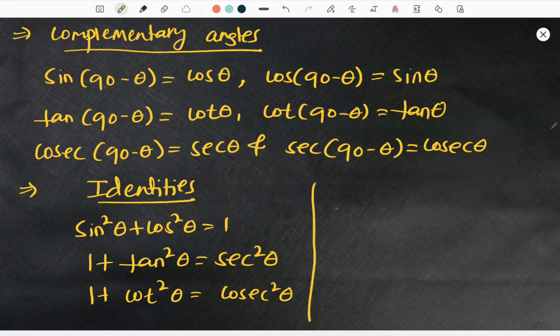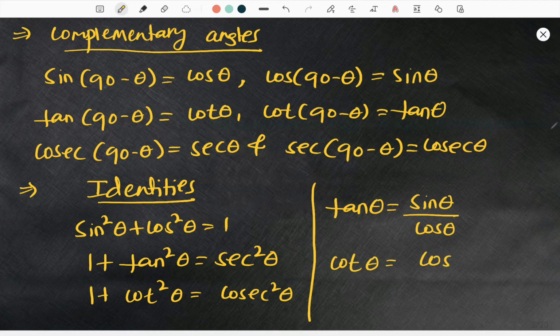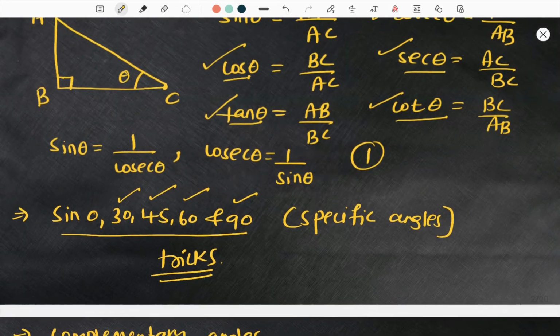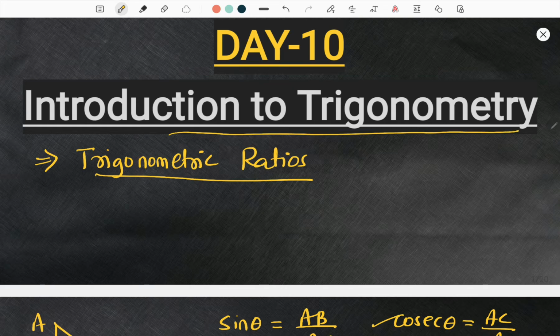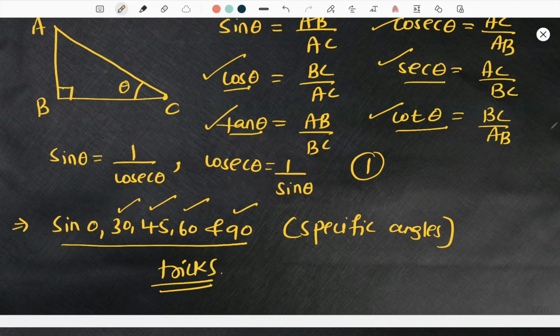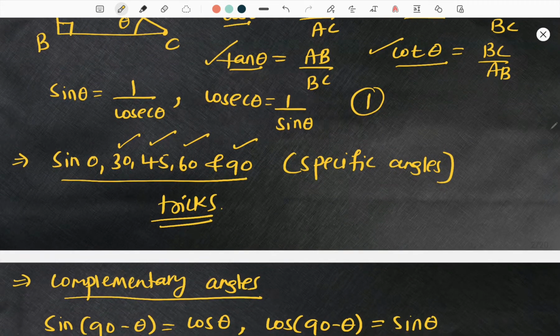Similarly, you should have an idea that tan theta is equal to sine theta divided by cos theta, and cot theta is equal to cos theta divided by sine theta. If you have an idea about all these things, it becomes quite simple for you to solve all the numericals from the chapter Introduction to Trigonometry. Anyway, I have given you some synopsis in the starting 3-4 minutes.